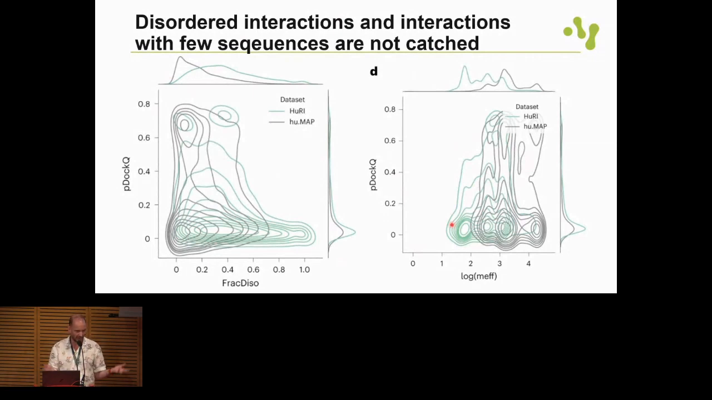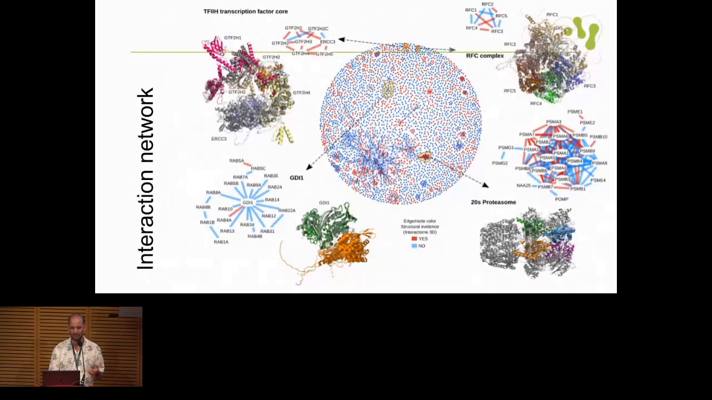You can make a network, where the red ones are known interactions and the blue ones are the ones you predict, and you can see different patterns. Down here is a pattern where everything interacts with everything. This is the proteasome, so of course all the proteins look very similar and interact together. On the other hand, you have GDI1, which is one protein interacting with many other proteins, but one by one, and they all interact at the same place. So it's really an example of competitive binding. The structural information tells you something about how interactions occur, so you can learn things from the interaction network.